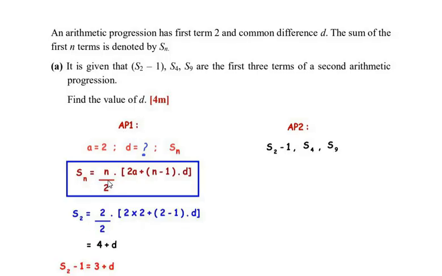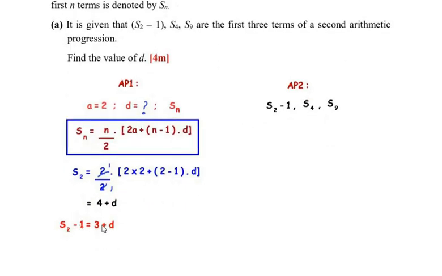So here using this formula we have written S2, where n is equal to 2, is equal to 2 over 2 times 2 times a, which is 2, so we get 2 times 2 plus n minus 1 becomes 2 minus 1 times d. Now 2 divides itself, that is 2 1 times is 2. So here we get 2 times 2 as 4 plus 2 minus 1 is 1. So 1 times d gives us d. So we get S2 as 4 plus d. Now since we are looking for S2 minus 1, we are going to subtract 1 from both sides of the equal sign. So we get S2 minus 1 is equal to 4 minus 1 gives us 3 plus d.